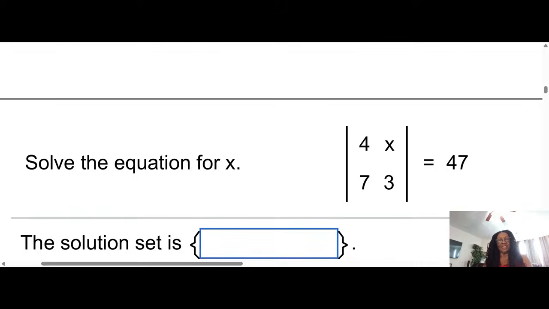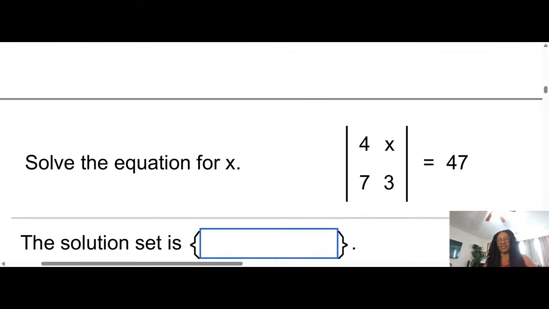The first thing is that you have to know how to evaluate a 2 by 2 determinant. So we have to know how to evaluate a 2 by 2 determinant, and that's what we're going to do now. So we want to evaluate this determinant and solve for x.